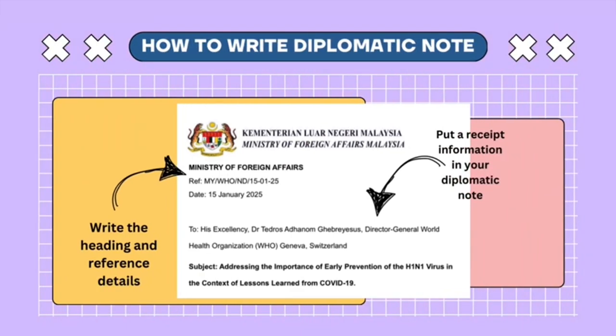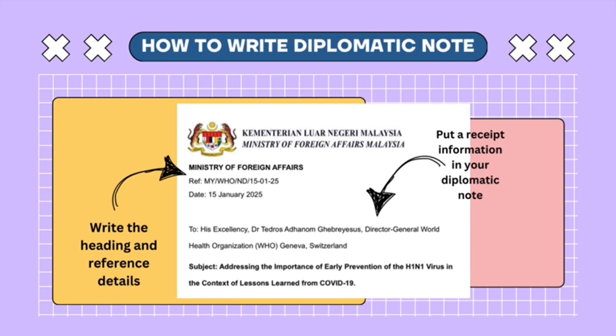And lastly, how to write diplomatic note. First, we must write the heading and reference detail. For example, in this diplomatic note, Ministry of Foreign Affairs and reference to Malaysia, WHO, and the date of the diplomatic note is making. Next, put a receipt information in your diplomatic note.